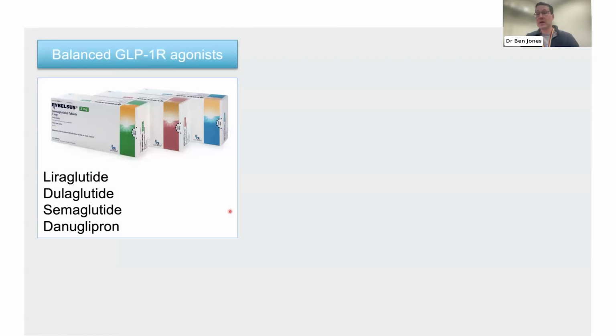Okay, so that's an interesting pharmacological concept. Why might it be relevant therapeutically in the context of diabetes and obesity? Well, you'll be aware that there's a number of GLP-1 receptor agonists available on the market. Liraglutide, dulaglutide, semaglutide, and a new one, danuglipron, which is currently in phase 3. It's an oral GLP-1. It's quite an interesting one. These are all considered as balanced GLP-1 receptor agonists, so they're not biased.